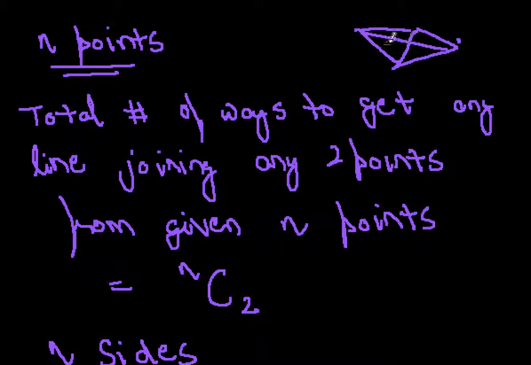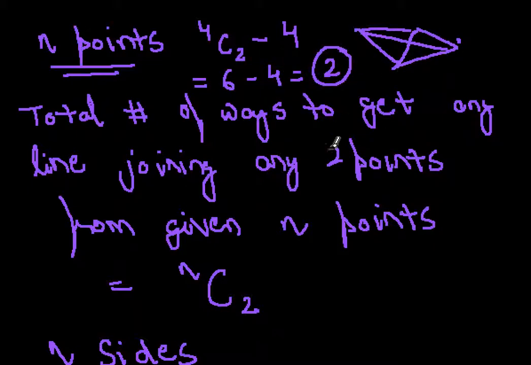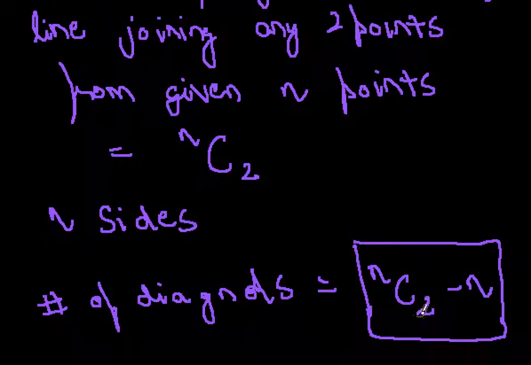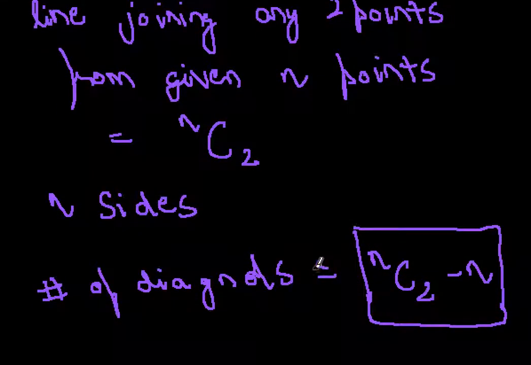Now the total number of ways to join these 4 points was 4C2. But out of these 4C2 lines, 4 lines were actually the sides of that polygon. So now the total number of diagonals would be 4C2, which is 6, minus 4, equal to 2, which is the required answer. So the total number of diagonals in a 4-sided polygon is 2, and this is how we got there, by simple logic, no formula.